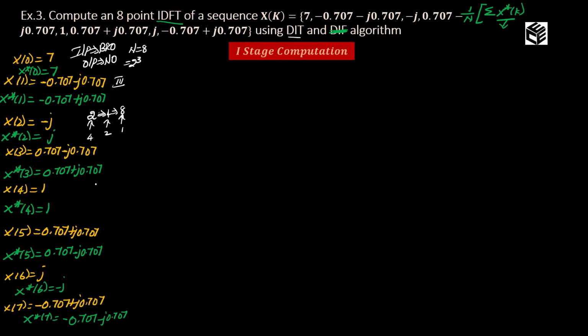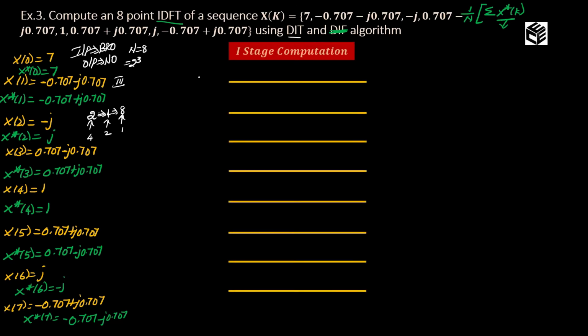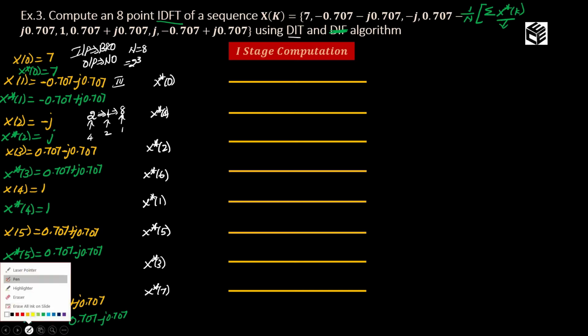Our first stage of computation is, this is my structure. As you know, our input is in bit reversed order. So I am going to represent the input X conjugate of 0, X conjugate of 4, X conjugate of 2, X conjugate of 6, X conjugate of 1, X conjugate of 5, X conjugate of 3 and X conjugate of 7. Now I am going to write the values.